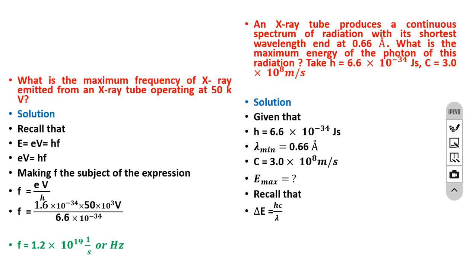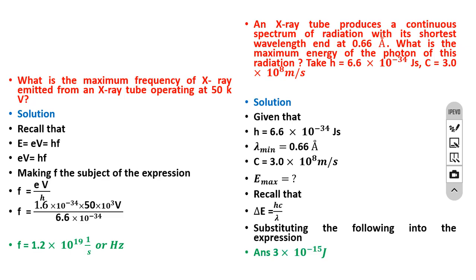Recall this. Change in E equals hc over lambda. We are going to substitute the above quantities into the expression. Then we convert 0.66 as well. When you do that, you will get this value. I would like you to try that and see whether your answer would be the same as what I have here.